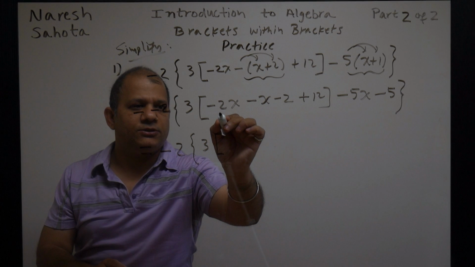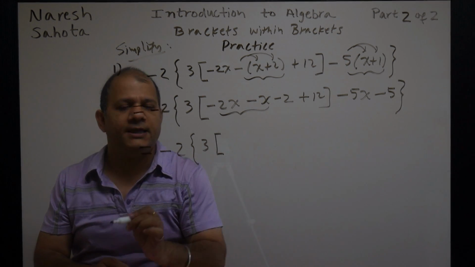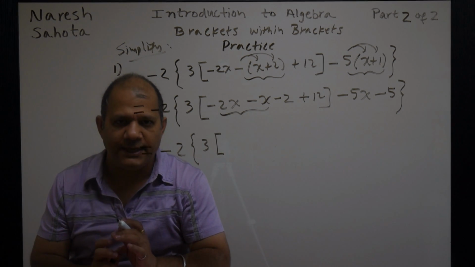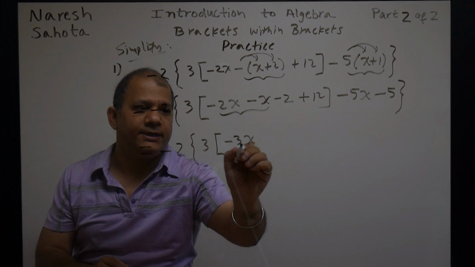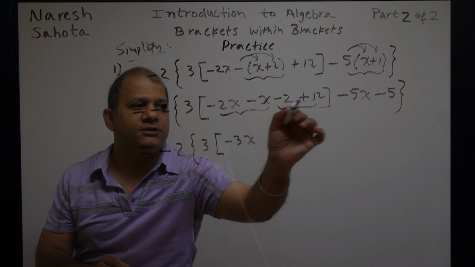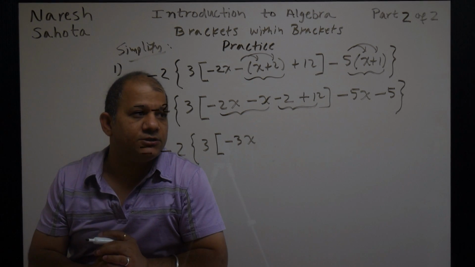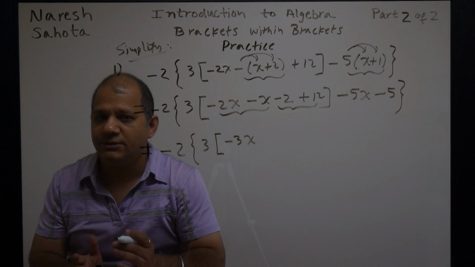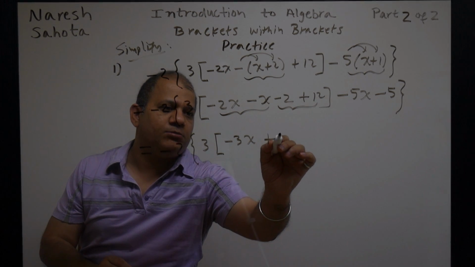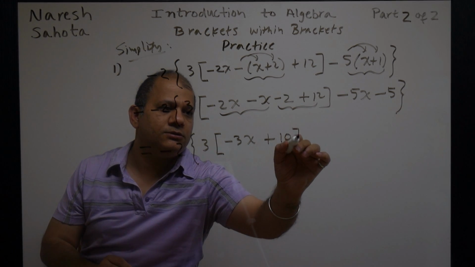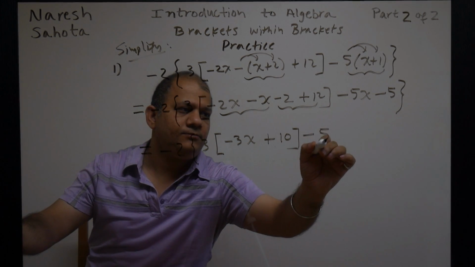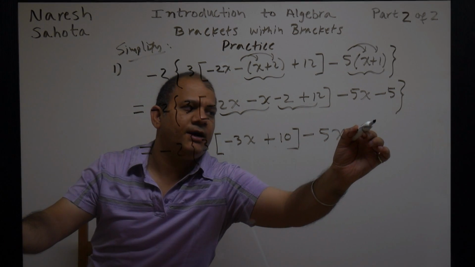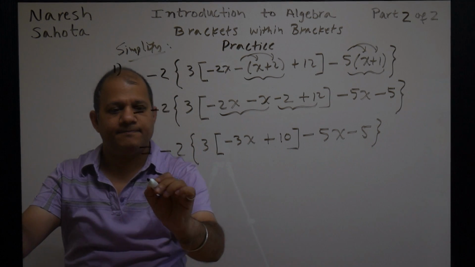So collect like terms. We have -2x and -1x. They're both alike. They add to give us -3x. And now we have 2 constant terms, -2 and plus 12. So 12 take away 2 is 10. So that's plus 10, close square bracket, and then copy the last 2 terms, -5x minus 5, close the bracket.